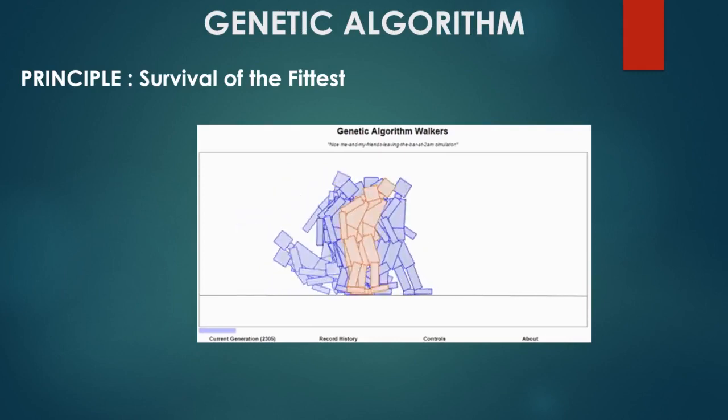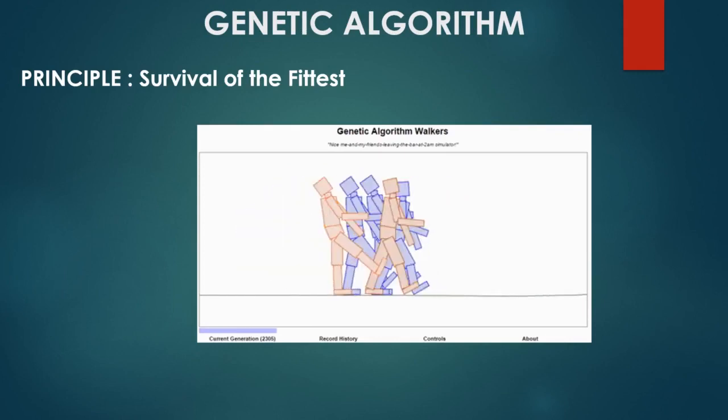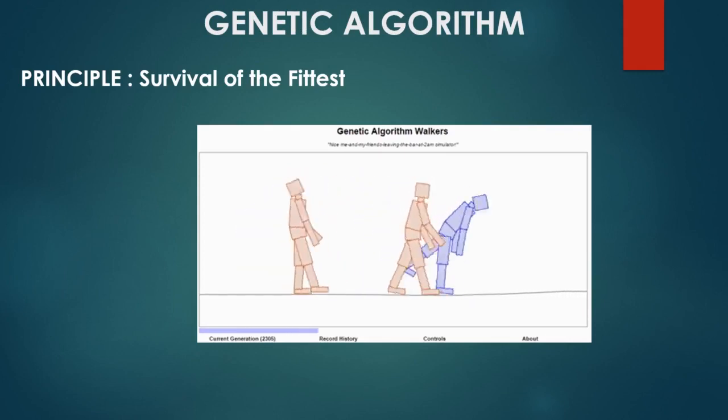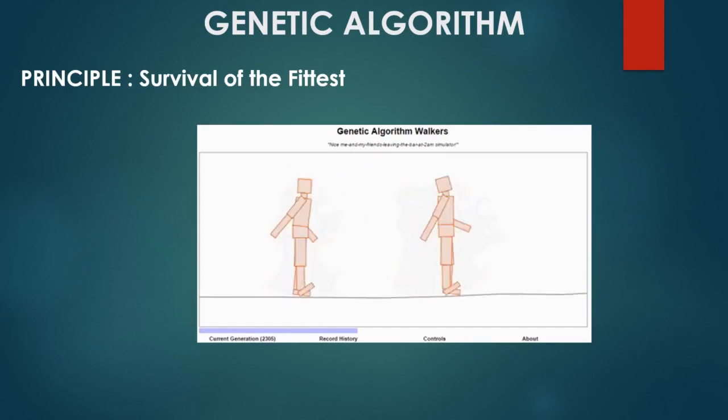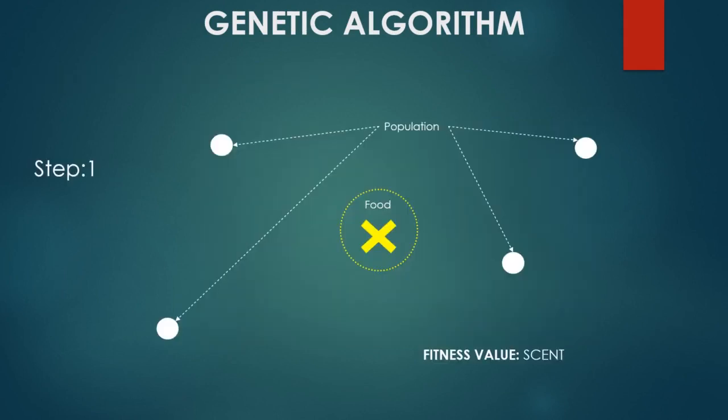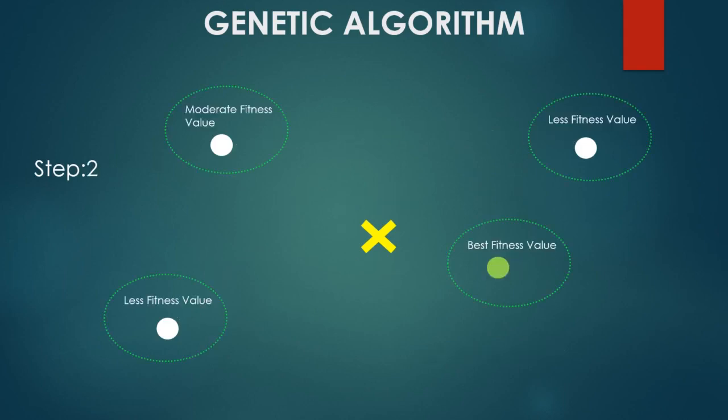The next optimization method used is the genetic algorithm, which is based on the survival of the fittest principle. So we start by evaluating the fitness value of each individual, and we identify which individuals have the best fitness value, which have a moderate fitness value, and which have a very low fitness value.